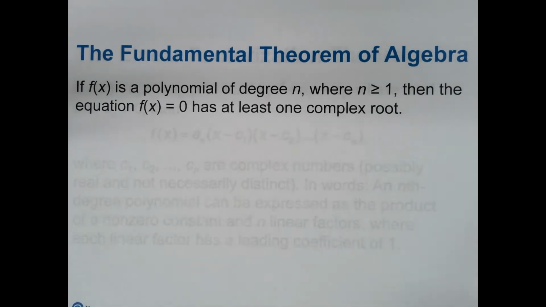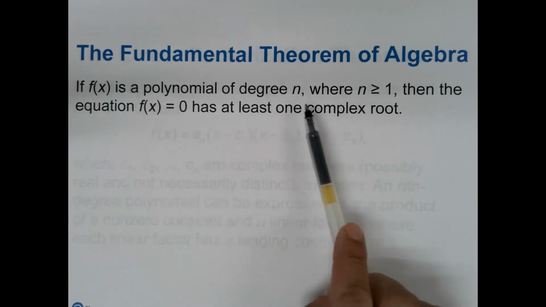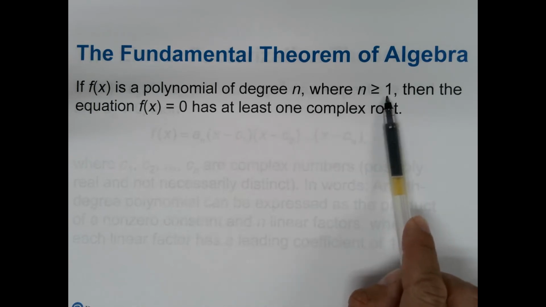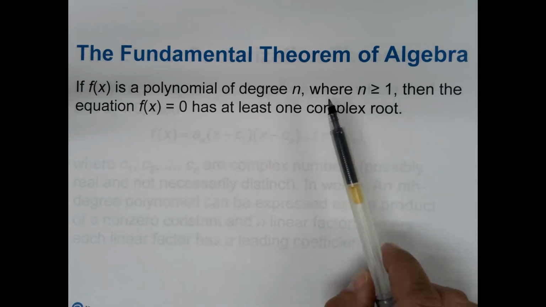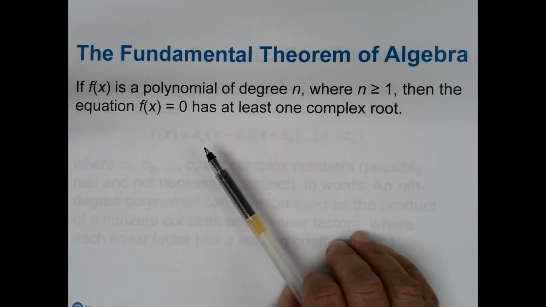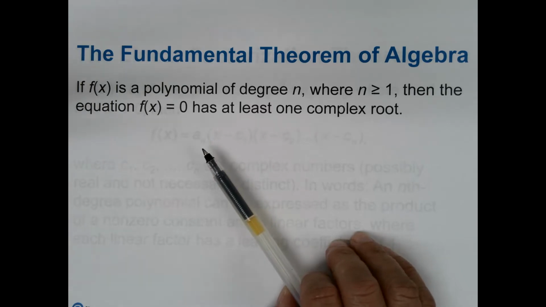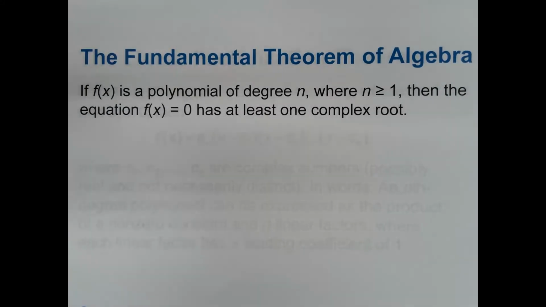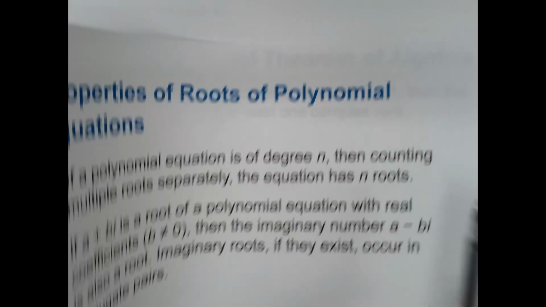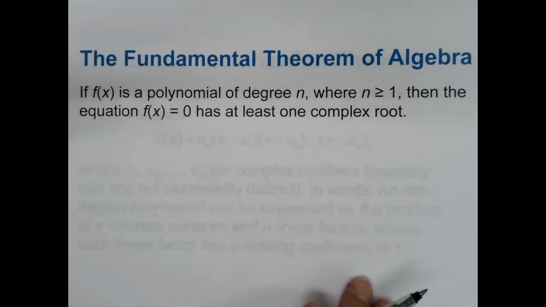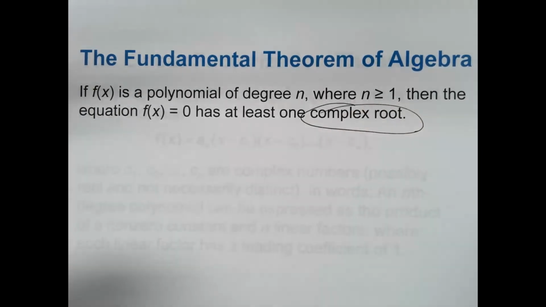The fundamental theorem of algebra just says this: if f of x is a polynomial of degree n where n is greater than or equal to 1, then the equation f of x has at least one complex root. Nothing earth-shattering, I think, when we've already talked about the properties over here. We know that an nth degree polynomial has n roots. What we're saying is that they're not all real. The complex numbers include the real numbers, and so it's just saying there is a solution. It may not be real, though.